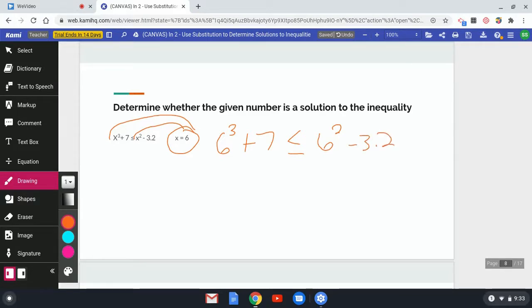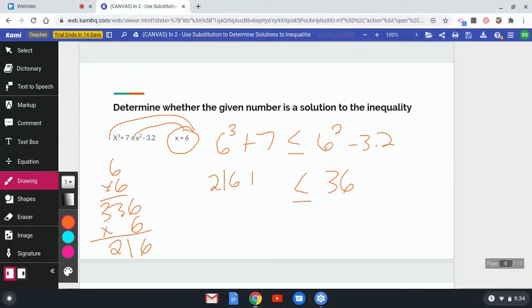Okay, so first we've got to evaluate our exponential numbers. So 6 to the second power really means 6 times 6. So we would have 36. 6 to the third power is 6 times 6 times 6 again. 6 times 3 is 18, 19, 20, 21. So we have 216 here plus 7. And we have 36 minus 3.2.